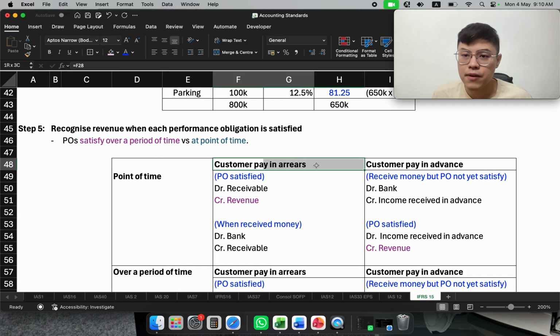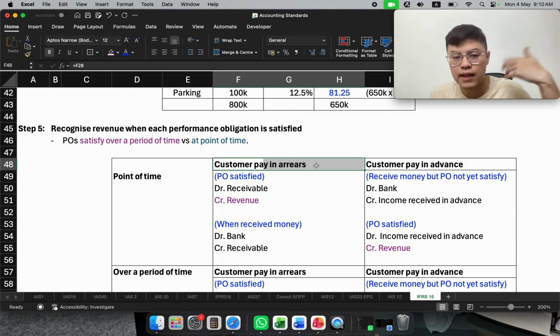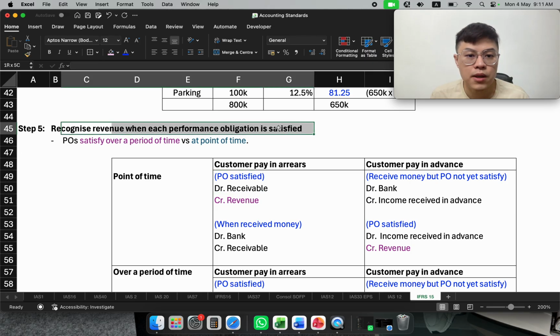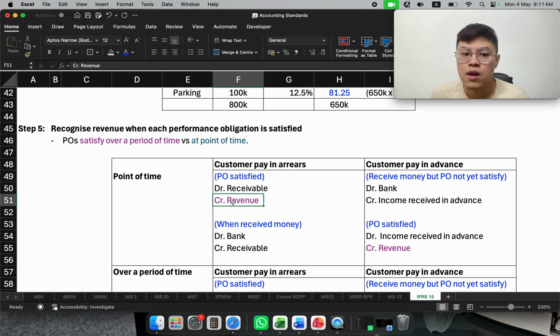Customer pays in arrears, or customer pays now and we deliver the items later. If the customer pays in arrears but we have already satisfied the PO, we will recognize the revenue, because once the PO is satisfied, we recognize revenue. So we credit revenue and debit receivable, because the customer hasn't paid us yet. When the customer pays us, debit bank, credit receivable.